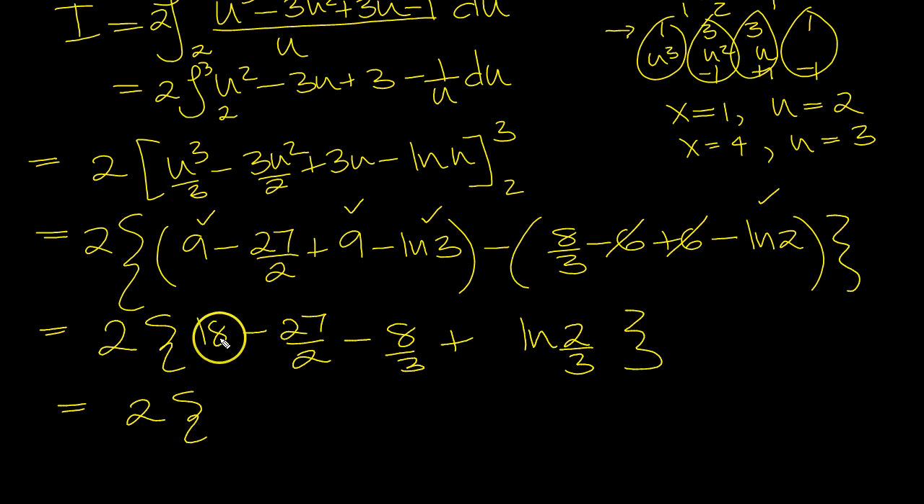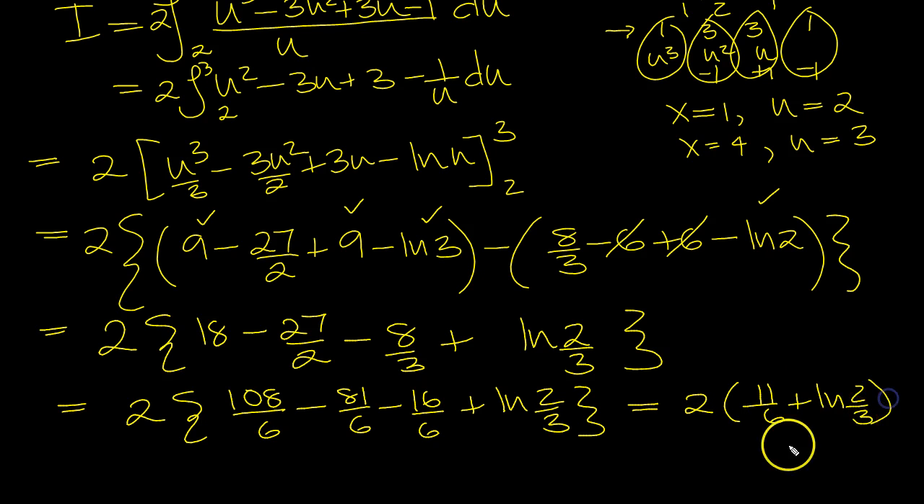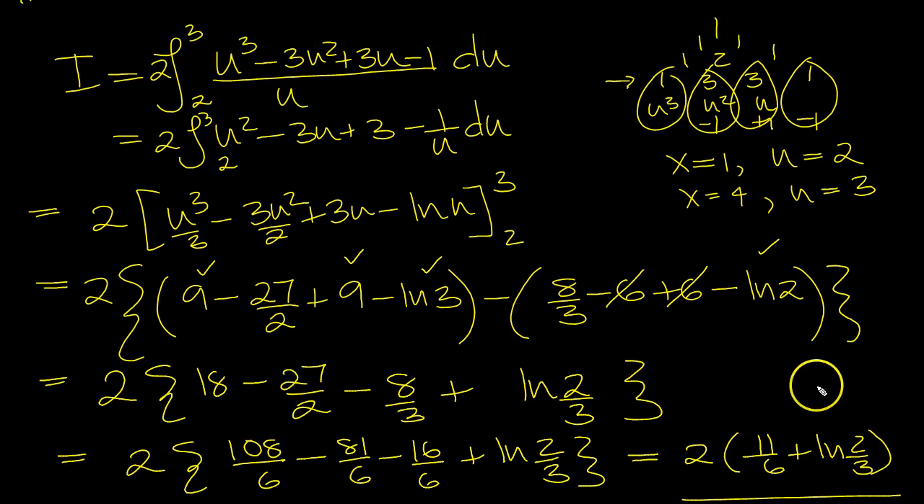We need to use sixths. 18 is 108 over 6, minus 3 of these is 81, and then double this is 16 over 6, plus ln 2 thirds. So 108 minus 81 is 27, 27 minus 16 is 11. So it's 2 times 11 over 6 plus ln 2 thirds. Easy to make a mistake there. It would be worth double checking that if there were time in the exam.